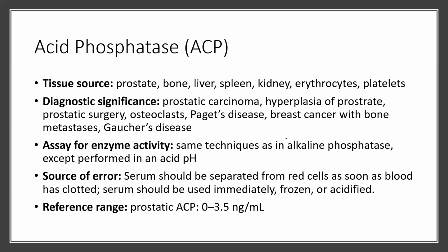Next in line is we have the acid phosphatase. Acid phosphatase naman, no, mostly prostate, bone, liver, spleen, kidney, erythrocytes, and platelets. That's why kapag there's a pronounced elevation of our prostate, of our acid phosphatase, siya ay associated saan? Sa ating prostatic carcinoma. Okay? Hyperplasia of the prostate, prostatic surgery.